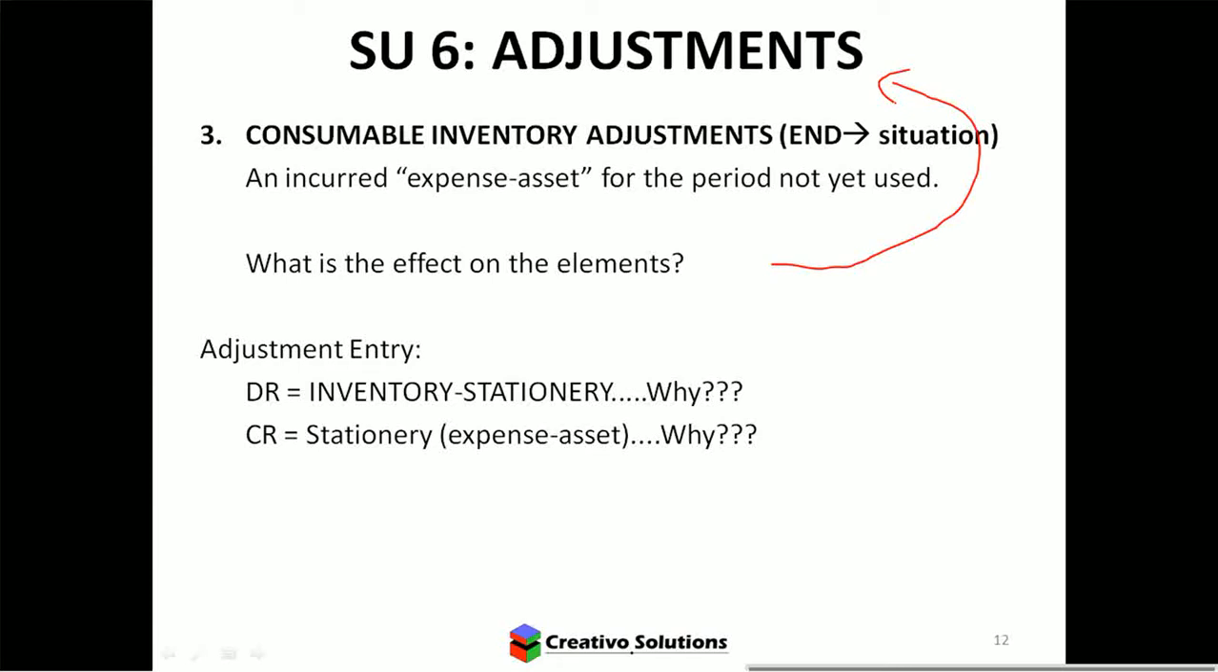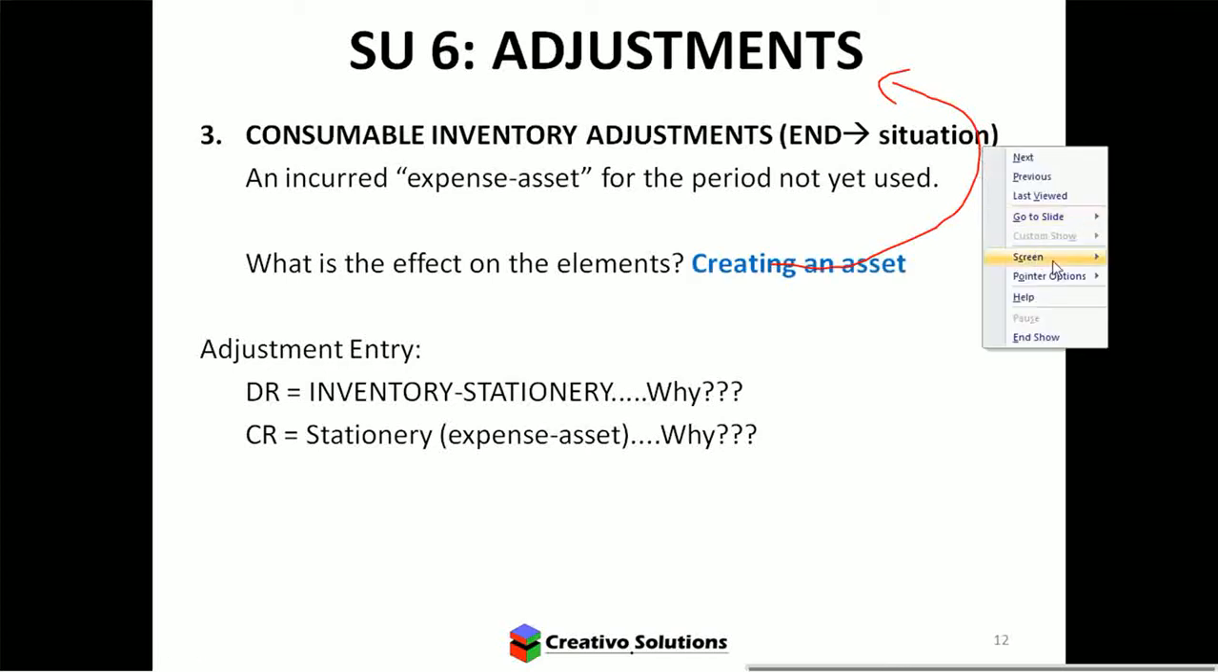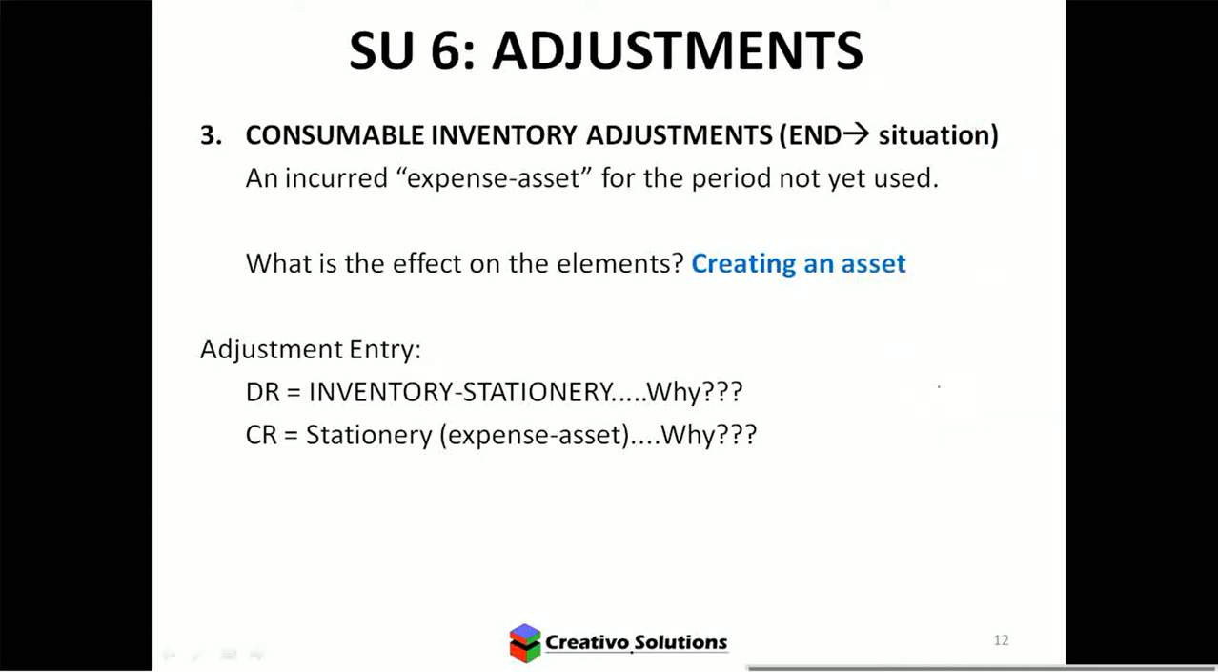It's an asset. Yes. Okay, perfect. Right, so creating an asset. If you're creating an asset, are you going to increase or reduce the expense? Reduce. Correct. Okay. No. Well, okay, that's only half of it. So you're not wrong. If you said you're reducing the expense, what else are you going to affect? The assets. Correct. I'm creating it.